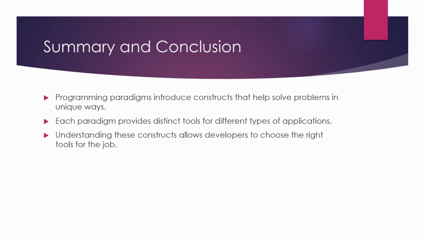In conclusion, each programming paradigm offers specific contrasts that shape how we write and structure code. By understanding these constructs, such as first-class functions in functional programming, inheritance in OOP, and message passing in concurrent programming, we can make better decisions when choosing the right paradigm and tools for a task.